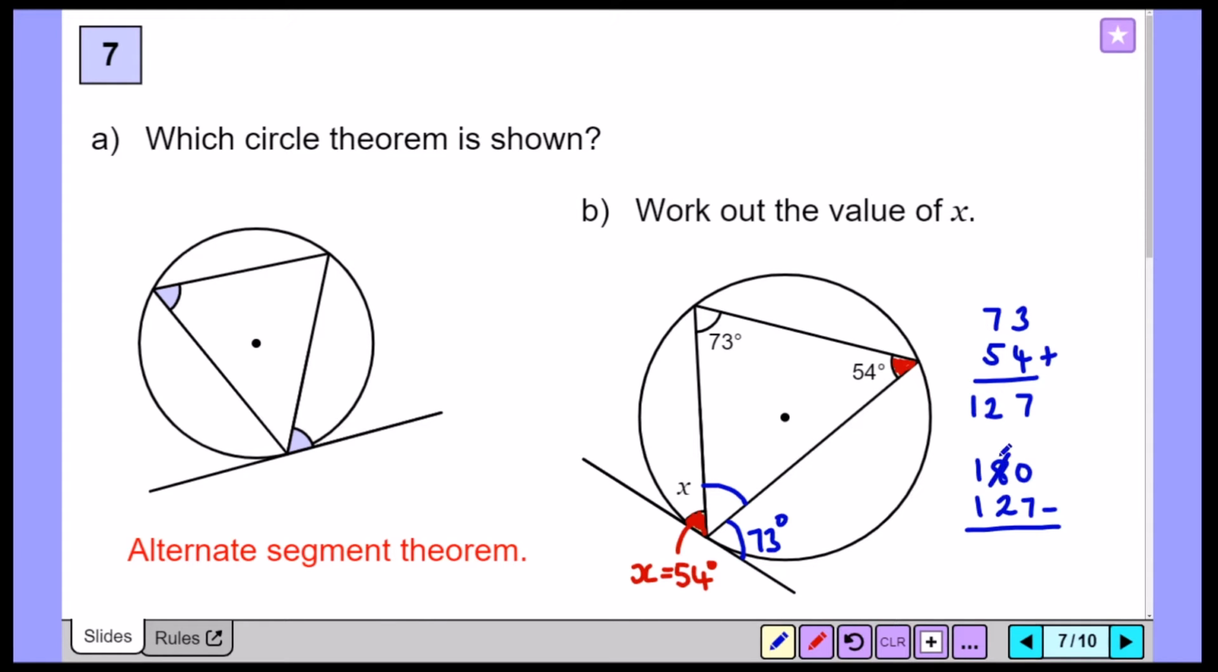So I'm going to first start off by borrowing. I get 10 take away 7, which is 3. 7 take away 2, which is 5, and 1 take away 1, which is 0, meaning that this angle inside my triangle is 53 degrees.